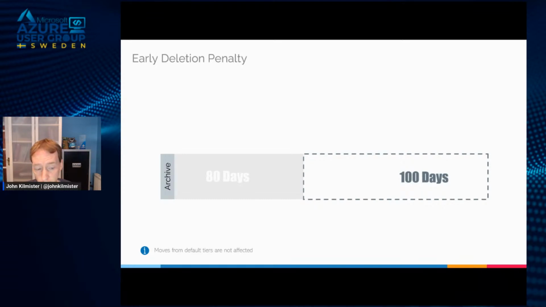The one big caveat of this is that moving from default tiers is not affected. So this is a reason not to necessarily specify your tier and rely on that default access tier when you add a blob. So if I have my default access tier set to cool and I put all my files in cool, and then I decide actually I'm going to move it from cool to archive because I want to keep it for longer at a lower storage cost, I can do that at any point because cool was the default tier when it got added. I didn't specify a tier, and I can move that out after 10 days without paying the early deletion penalty.